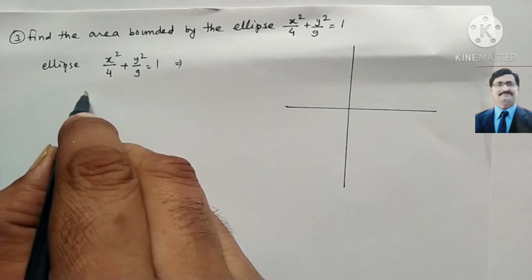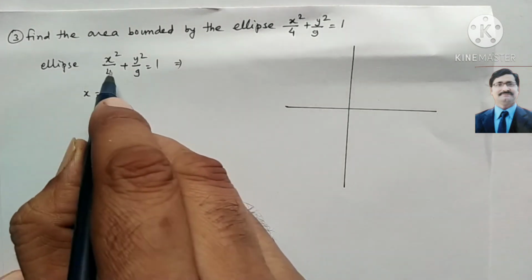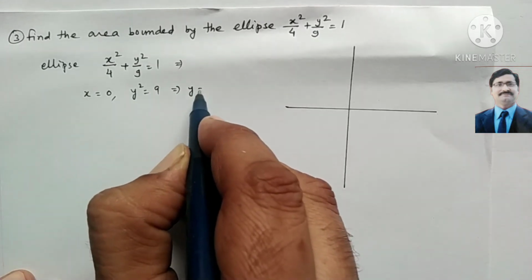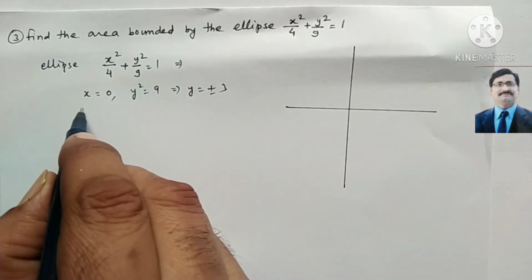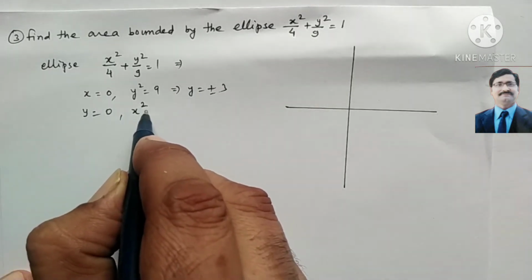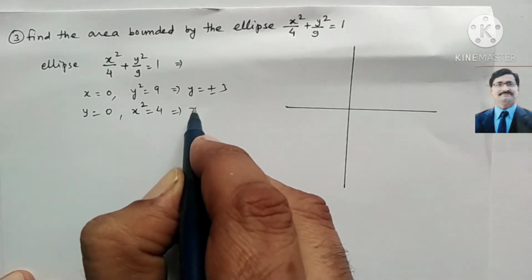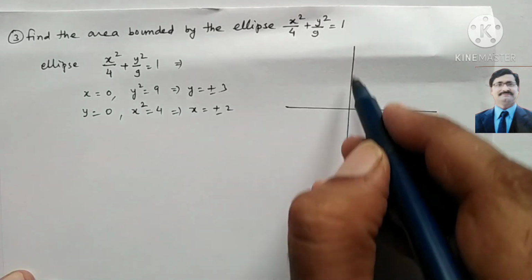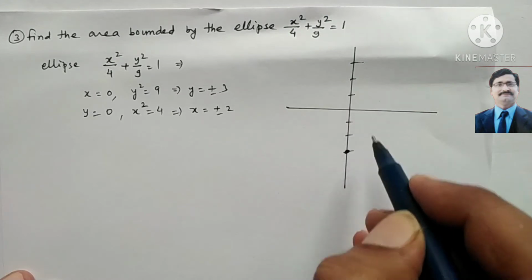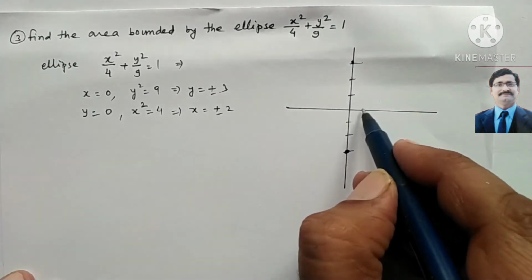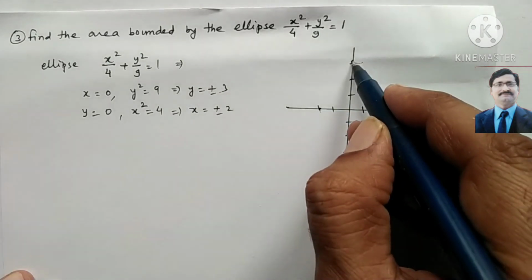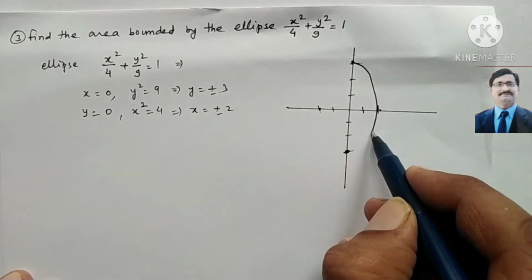Look here, if we put x equal to 0, y square equal to 9, means y equal to plus minus 3. And if we put y equal to 0, then we get x square equal to 4, and x equal to plus minus 2. On y we want 3, 1 2 3. Okay, this 3 we want, and on x we want 2 only, 1 and 2. So this 2 we have, so we can draw this ellipse in this way.